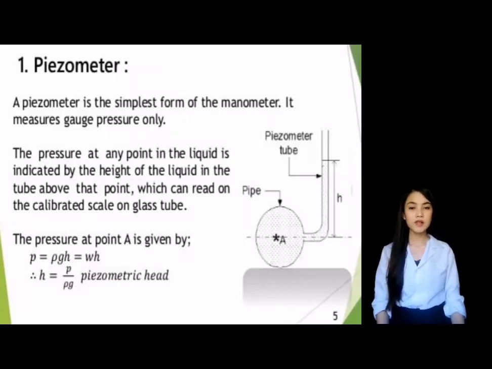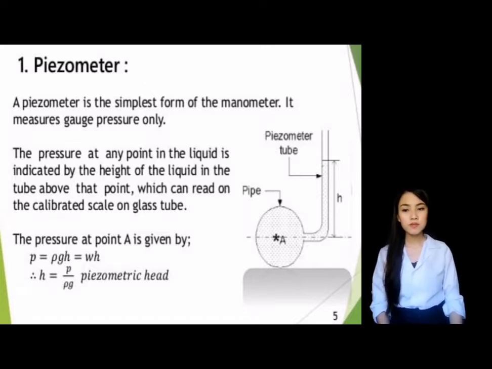The first example of manometer is the piezometer. A piezometer is the simplest form of the manometer. It measures gauge pressure only. The pressure at any point in the liquid is indicated by the height of the liquid in the tube above that point, which can be read on the calibrated scale on the glass tube.